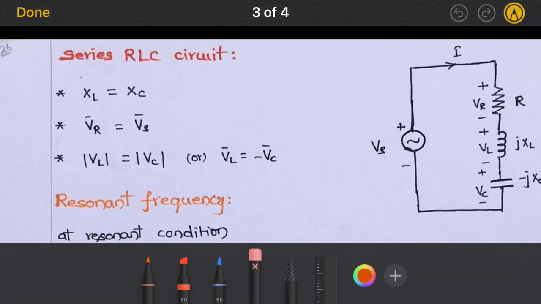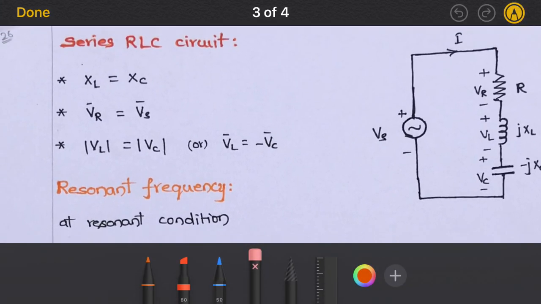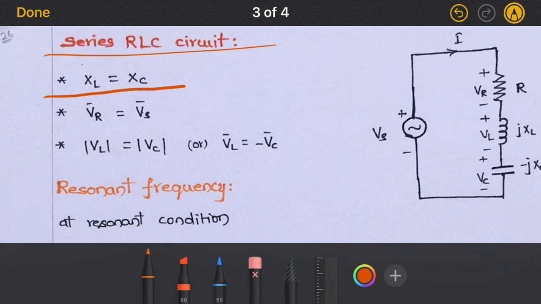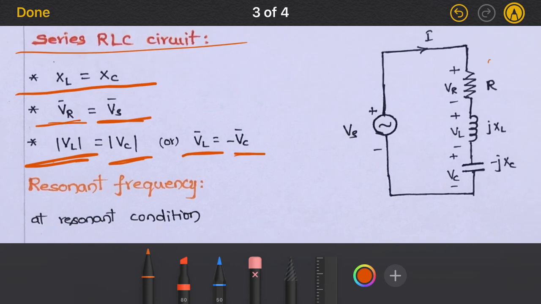So for the series RLC circuit, we have seen that the XL magnitude is equal to the XC magnitude, the voltage across the resistor is equal to the supply voltage, and the VL magnitude is equal to the VC magnitude, that is 200 volts equal to 200 volts. Otherwise, the VL vector is equal to minus the VC vector. Both are opposite vectors. Series RLC means the resistor, inductor and capacitor are all connected in series.